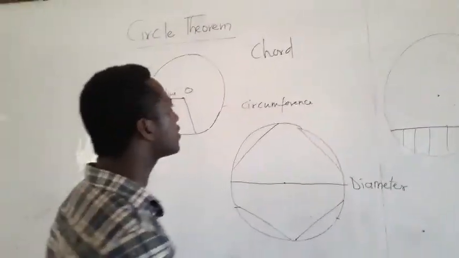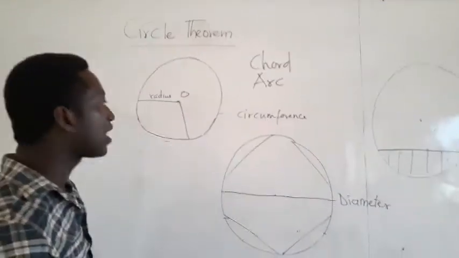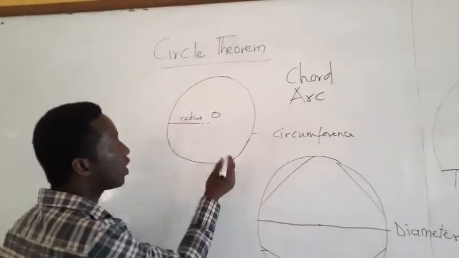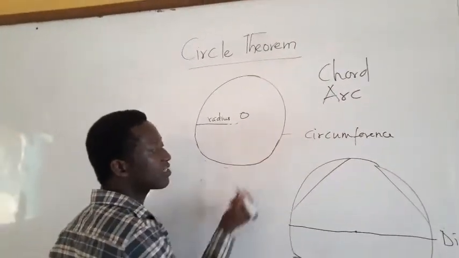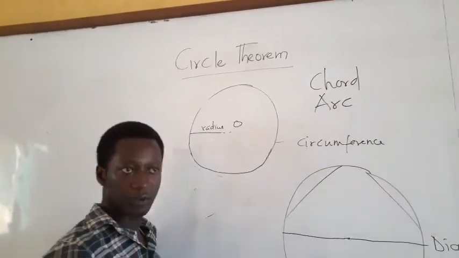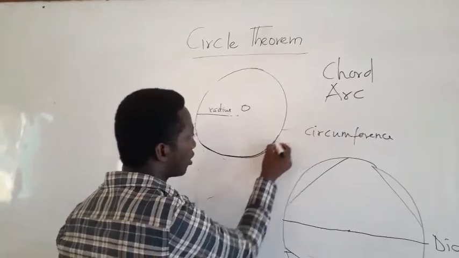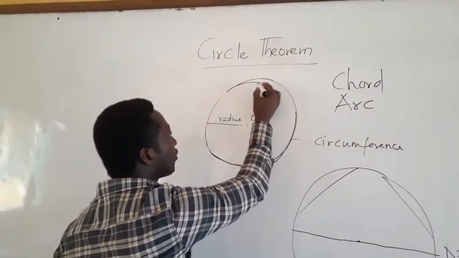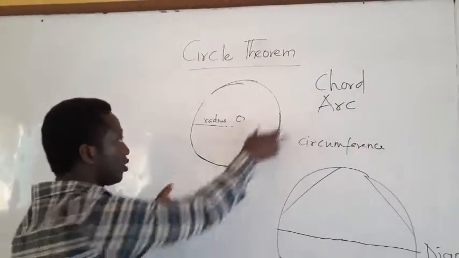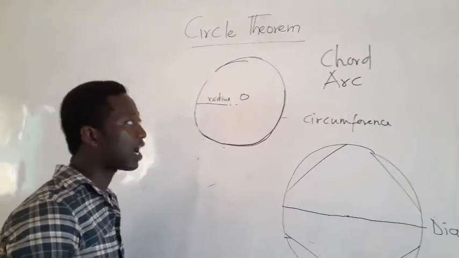Now let's also consider something called arc. An arc. Now an arc can be any part of a circumference. So an arc can be here. This can be an arc. This is the circumference. So any part of the circumference is said to be the arc. So you can have a major arc. You can have a minor arc. Is that okay? So a minor arc or a major arc. But any part of the circumference is said to be the arc.